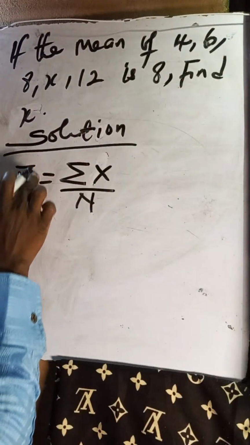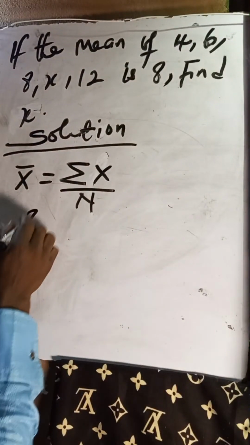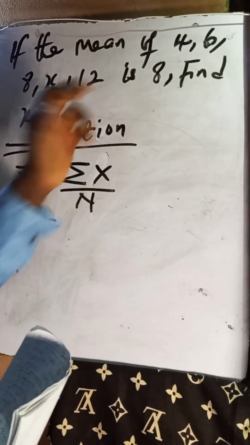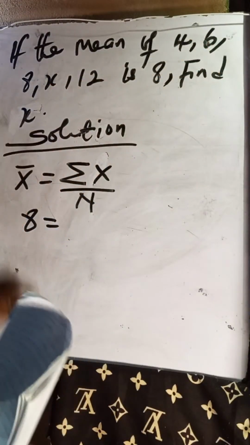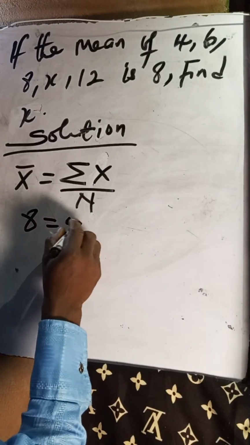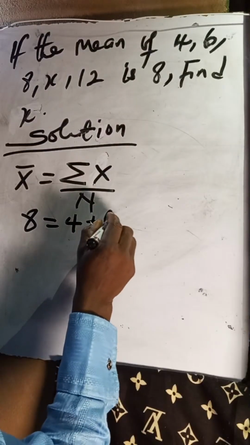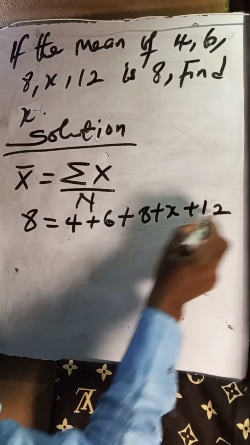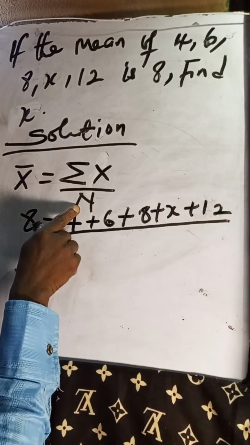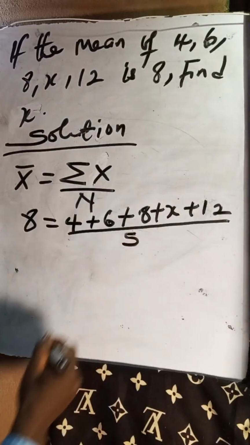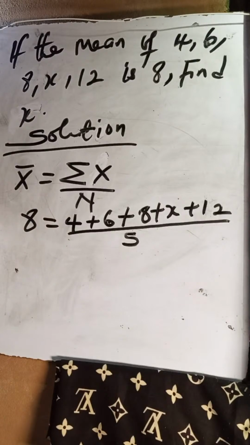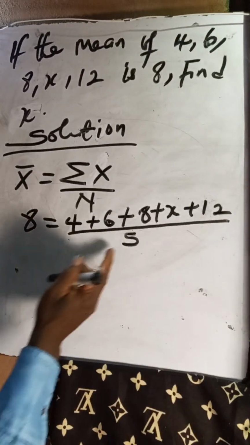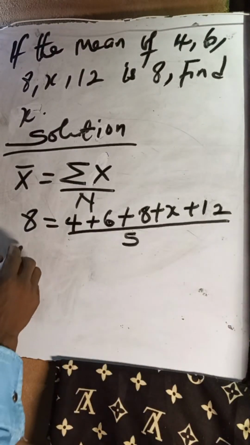What's our mean? Our mean is 8 here. So we have 8 equals the sum of x, which is 4 plus 6 plus 8 plus x plus 12, then divided by n. Our n here is 5. So let's add up. Before then, just multiply these two. Or better still, let's leave it that way.